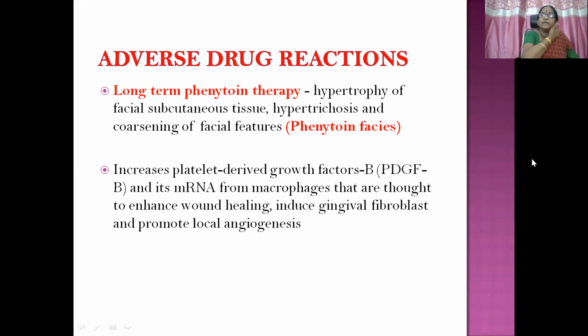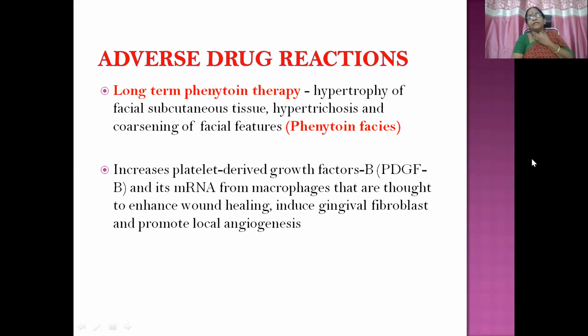Then long-term phenytoin therapy gives rise to hypertrophy of not only the gums, but also facial subcutaneous tissue, hypertrichosis, and then coarsening of facial features, otherwise known as phenytoin facies appearance.